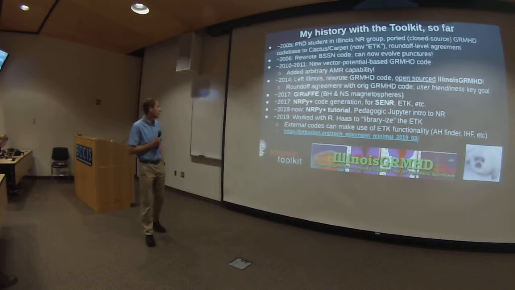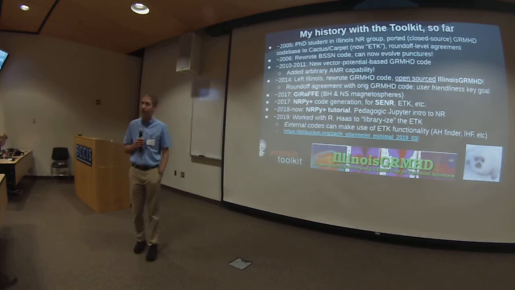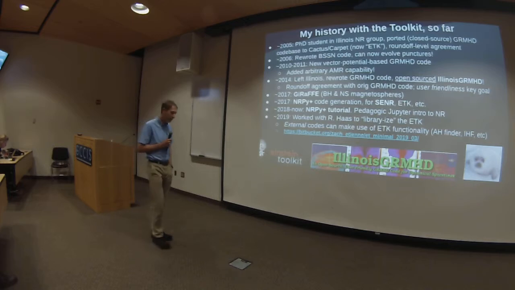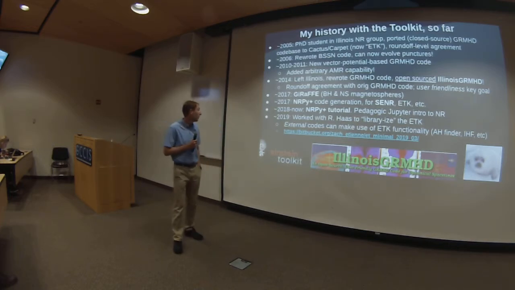In 2017, I released a draft in collaboration with Maria, who's sitting here. This helps us model black hole neutron star magnetospheres, which is a limit that you can't really handle well with GRMHD codes because the equations become stiff.